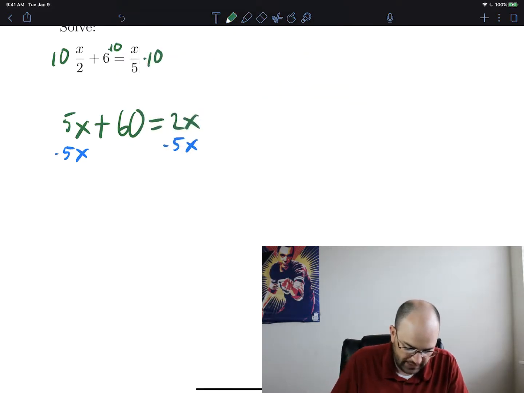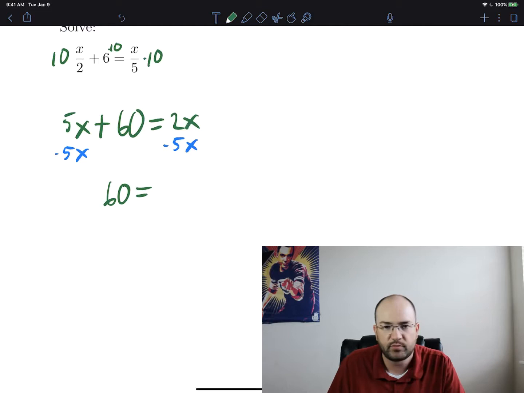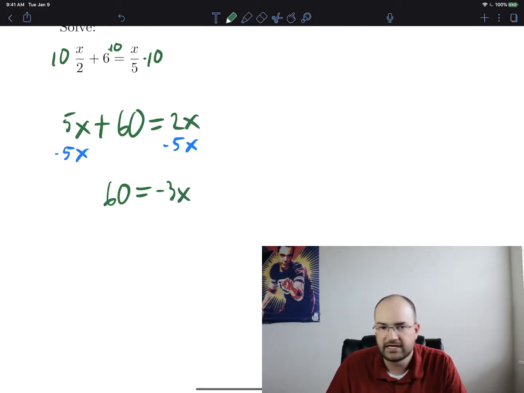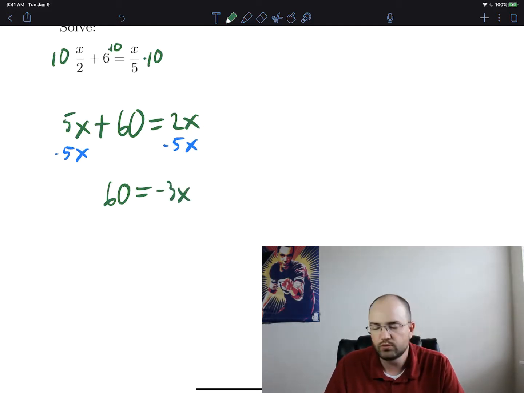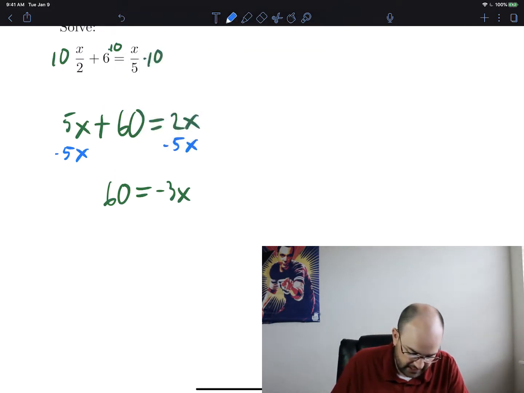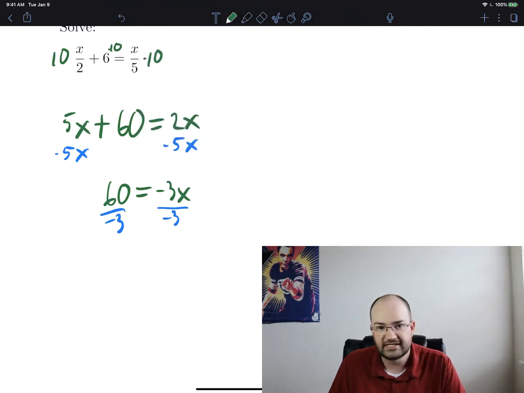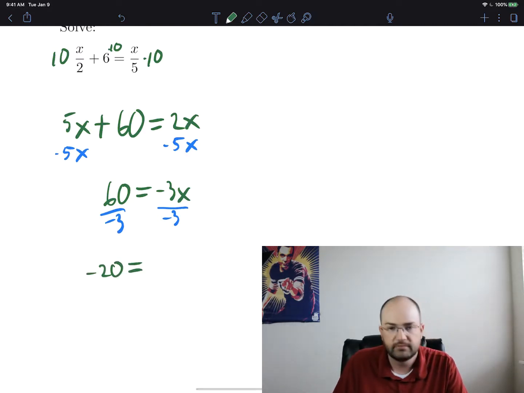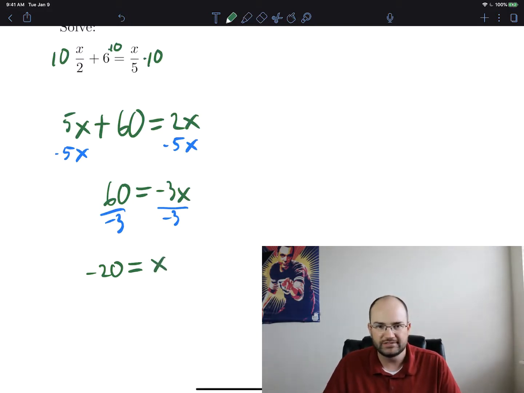If we move it to the right-hand side, I can leave the 60 where it is, but we have 2x minus 5x on the right-hand side, and 2x minus 5x is negative 3x. So 60 equals negative 3x. Divide by the number in front of x, which is negative 3. 60 divided by negative 3 is negative 20. Negative 3 over negative 3 is 1, leaving us with just x. We have negative 20 equals x, and technically we're done.